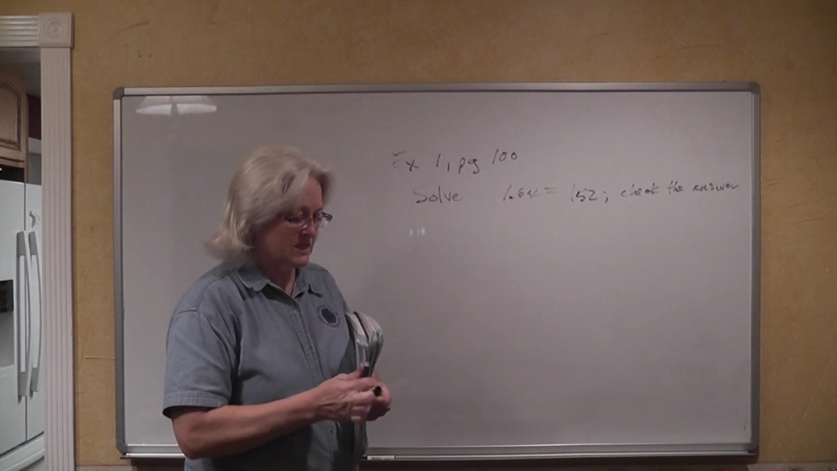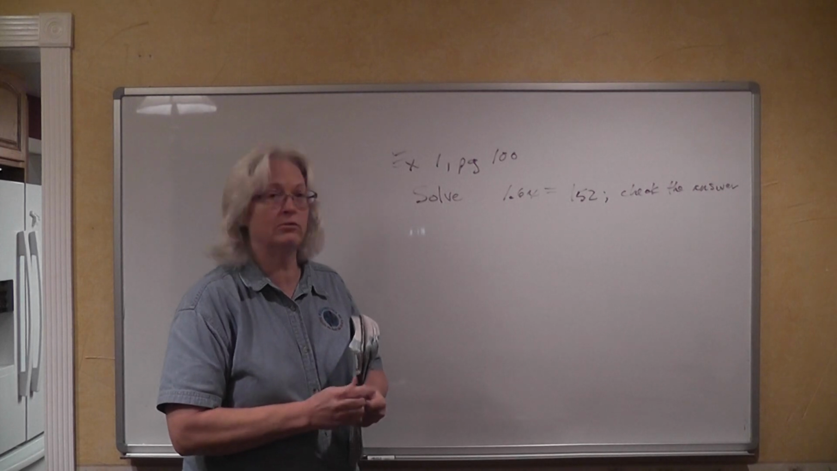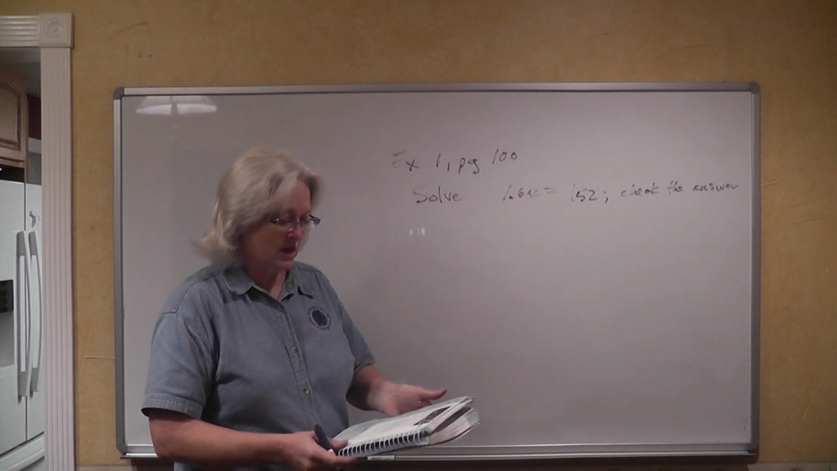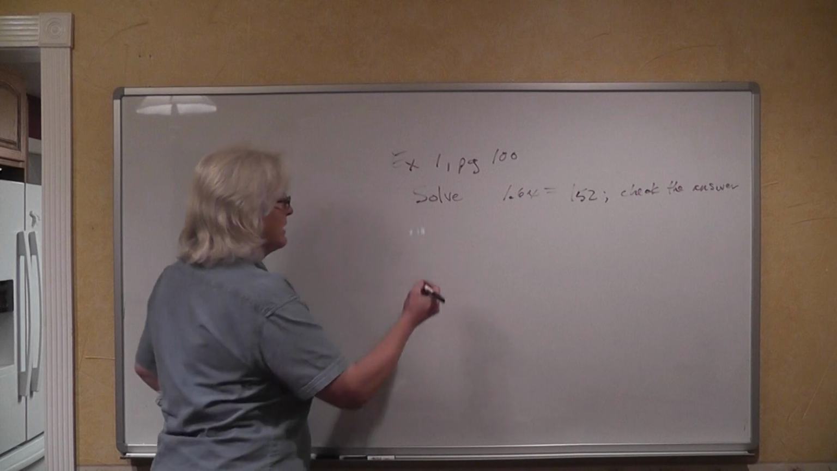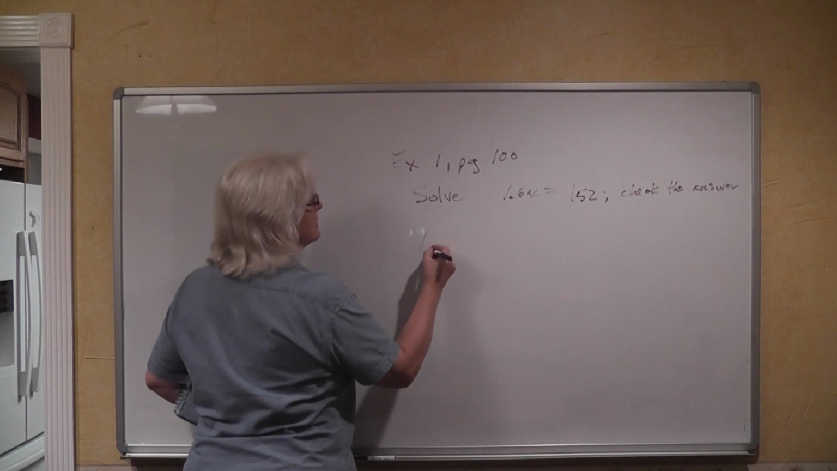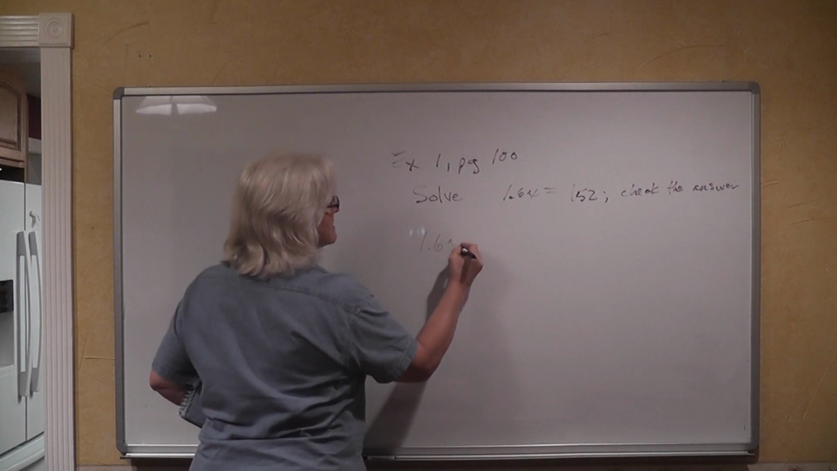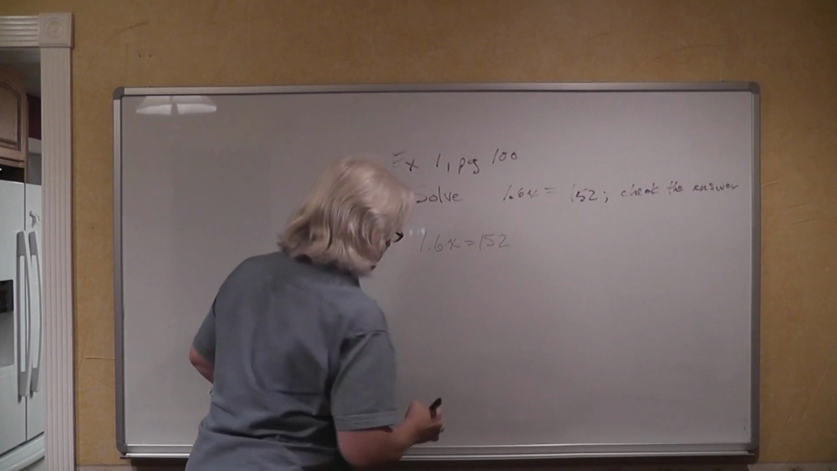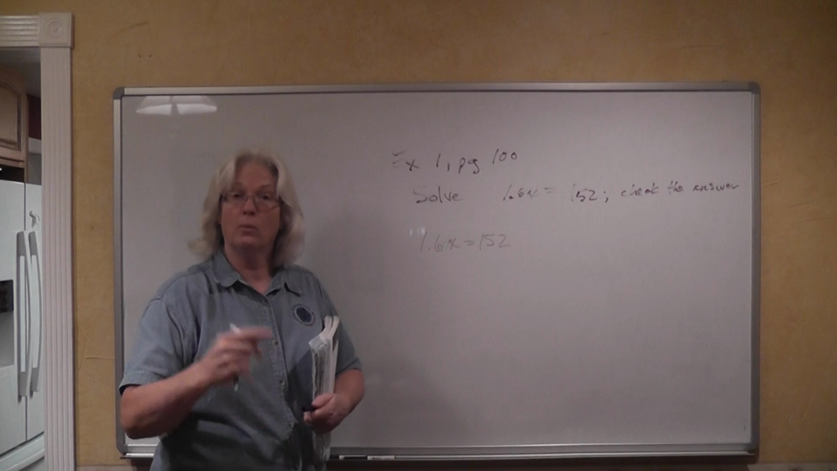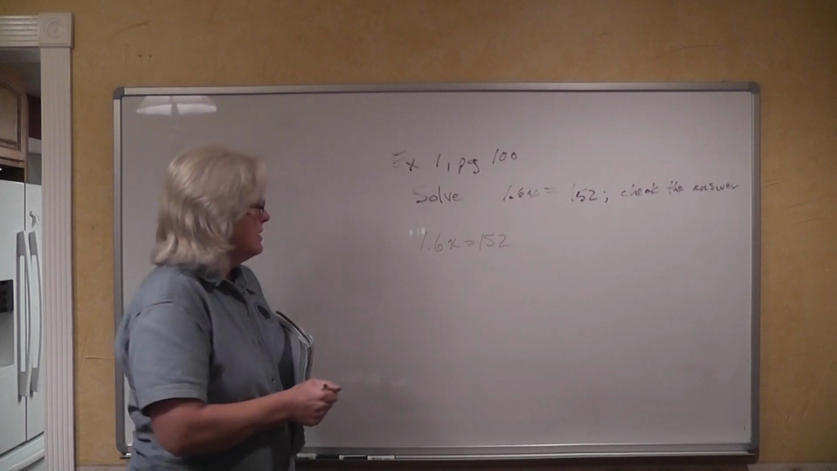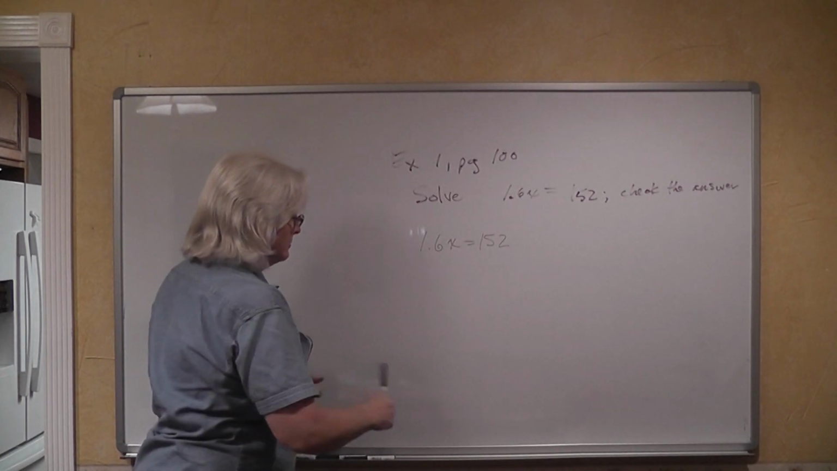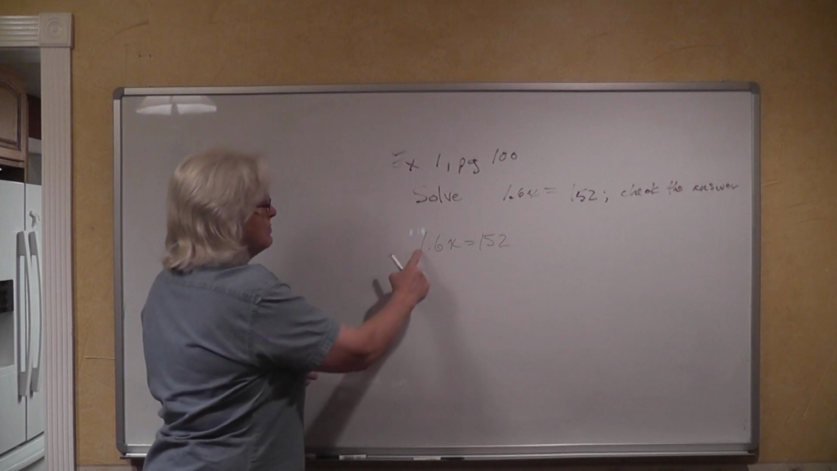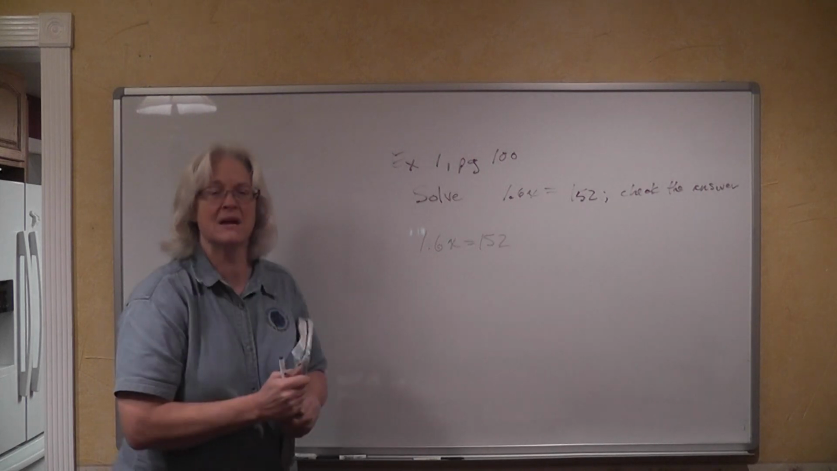Solve 1.6x is equal to 152 and check the answer. So I'm just going to go ahead and write this here. 1.6x is equal to 152. What operation has been done on this variable here? Well, we have 1.6 times x.